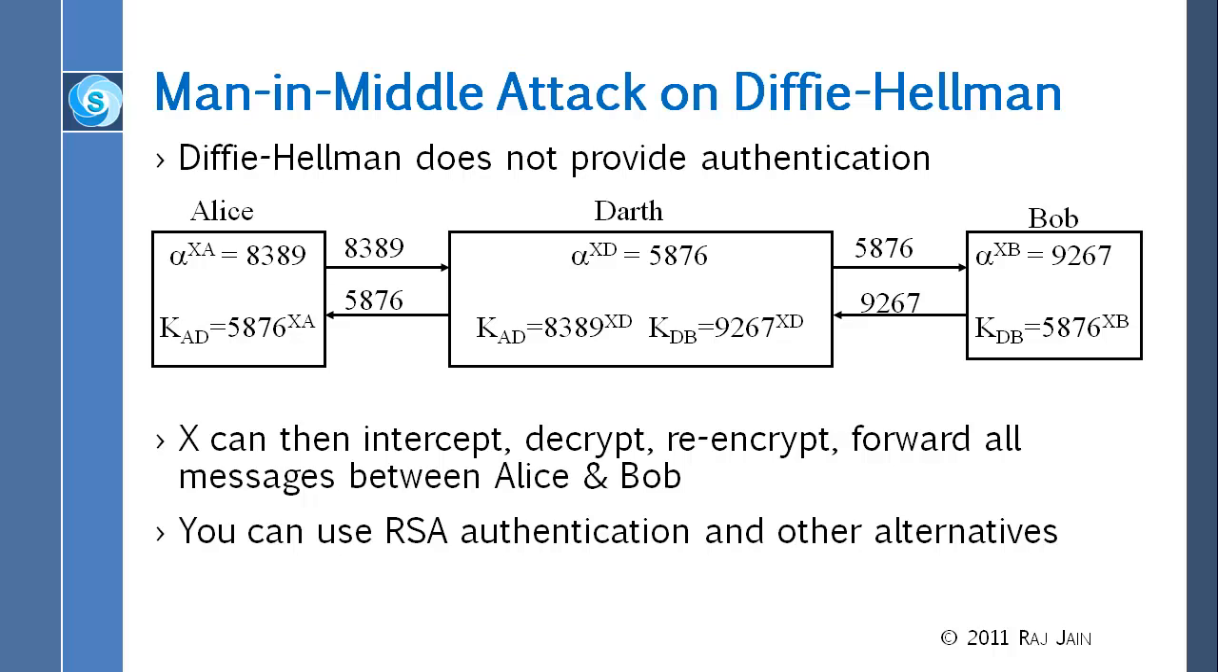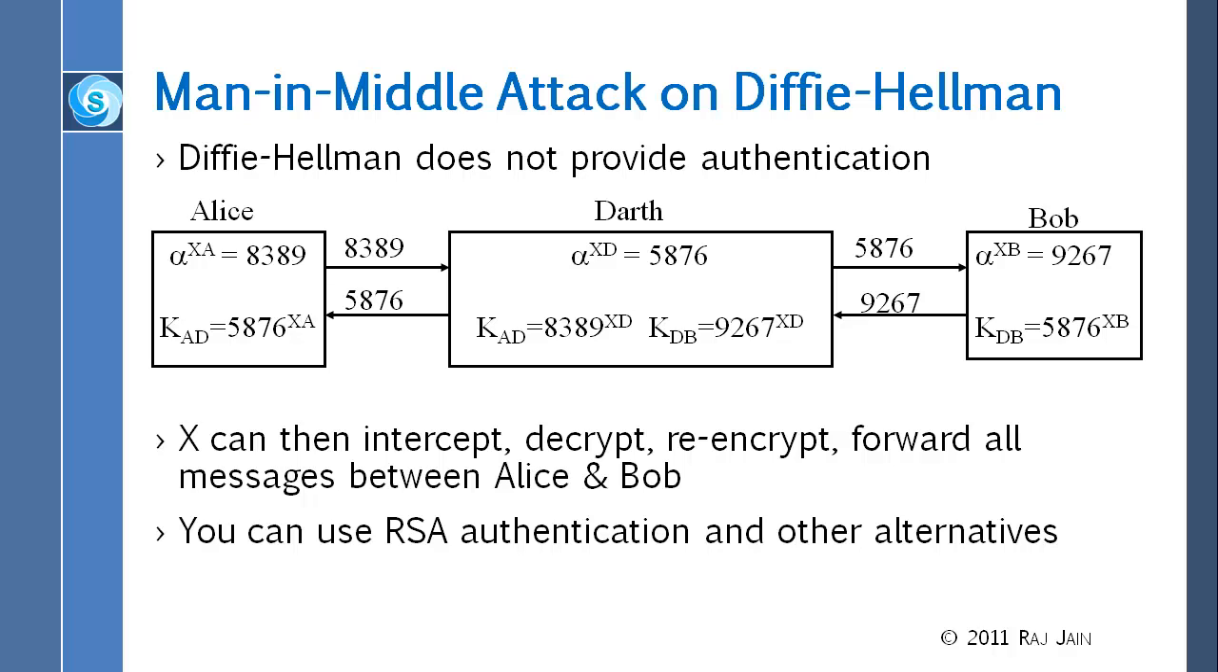But somebody in the middle can play a game. This is called the middleman attack. For example, Alice selects some XA and sends out 8389. Dart in the middle catches that 8389 and selects some other number, 5876, and sends it to Bob. Now, I haven't said here anything about alpha and Q. Let's just assume that everybody knows alpha and Q. So everybody is going to use the same alpha and Q. So all of these are mod Q and all that. I just skip that detail.